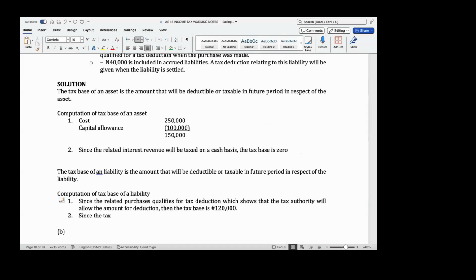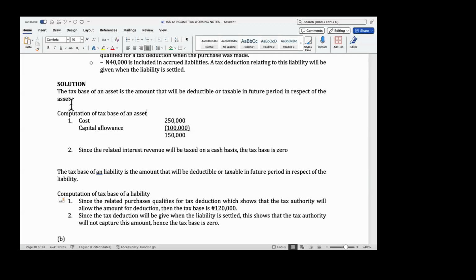Since the tax deduction will be given when the liability is settled, this shows that the tax authority will not capture this amount. Hence, the tax base is 0.